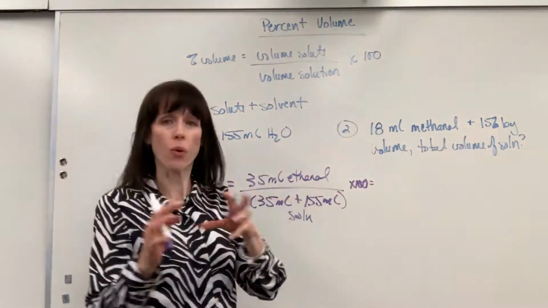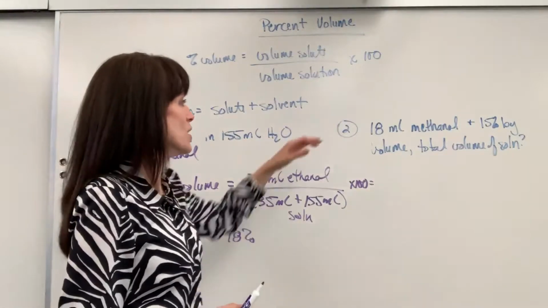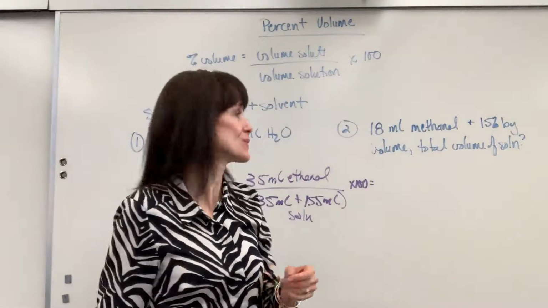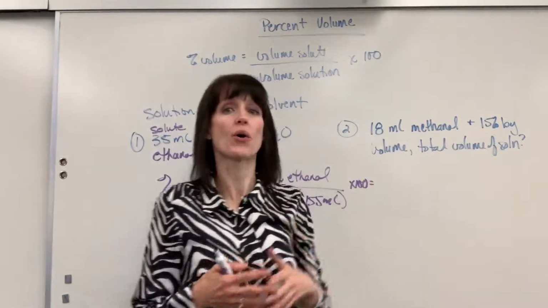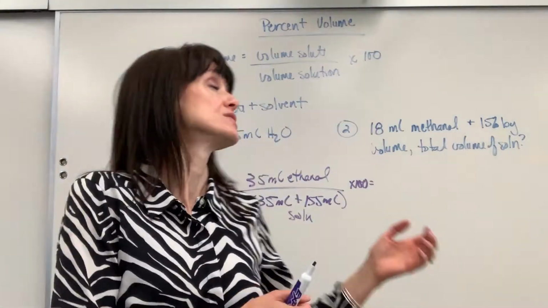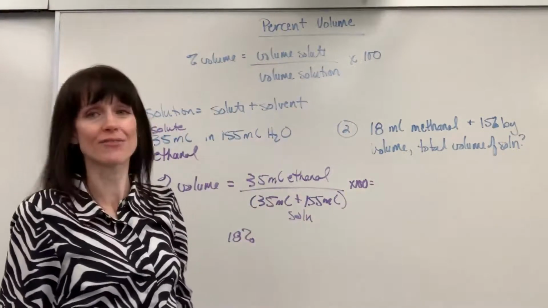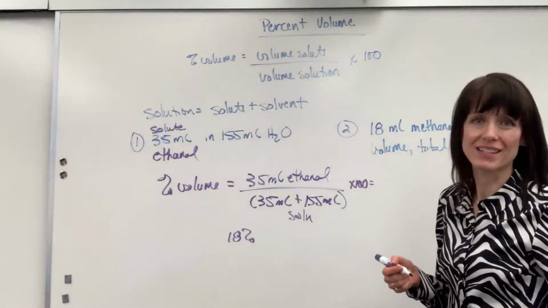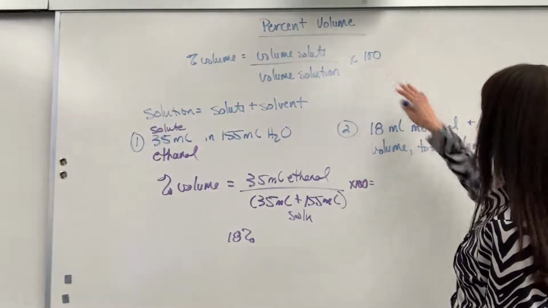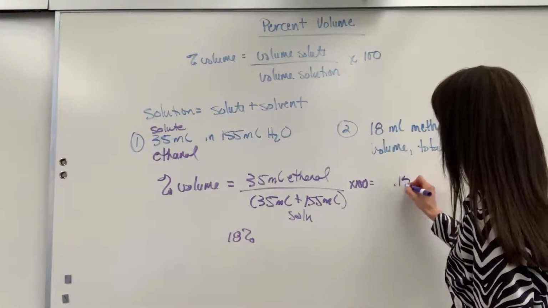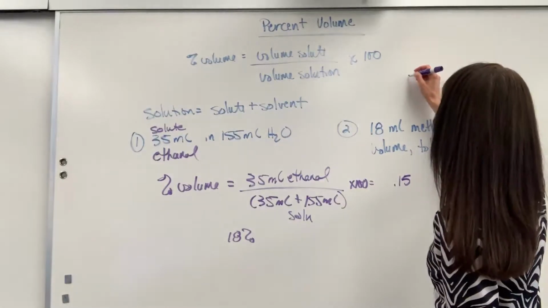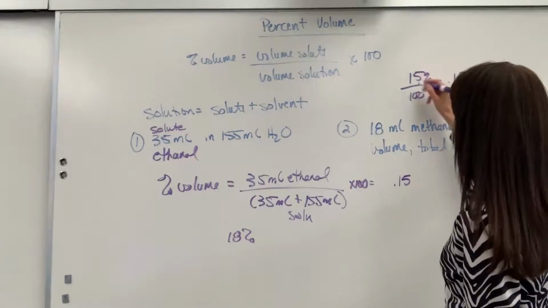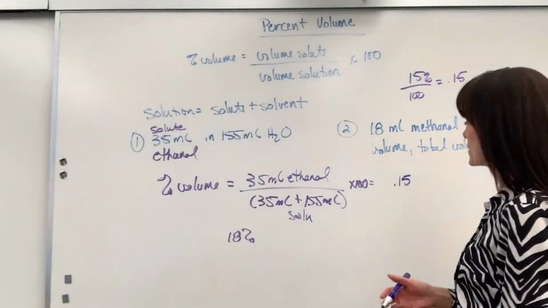Okay, this one, not quite as straightforward. The question says we have 18 mils of methanol in a 15% by volume solution. And we want to know, well, what's the total volume of the solution? So let's plug it into our equation. We're going to have now 15%. I'm going to go ahead and change this to a decimal. I'm simply going to divide by 100, and that gives me 0.15. That's the percent divided by 100 gives me my decimal.